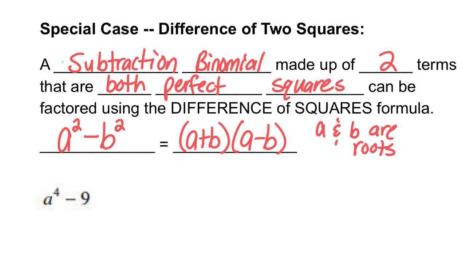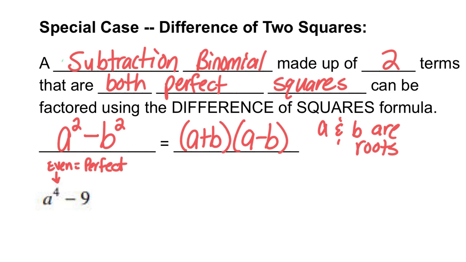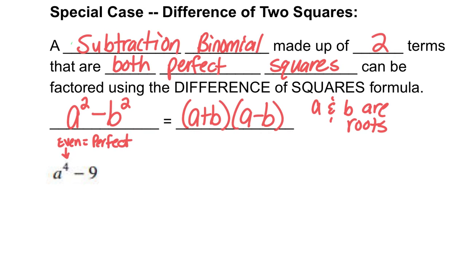So you can recognize your terms as perfect squares if, number one, they have an even exponent. If you have an exponent term and it's even, an even exponent is a perfect square. Or if your coefficient is a number that has a whole number square root. Now, if you don't know perfect squares off the top of your head, just check them in your calculator. Do the square root of the number and see if the number you get is a whole number. So for this example down here, a to the fourth is perfect because it has an even exponent. 9 is perfect because the square root of 9 is 3.